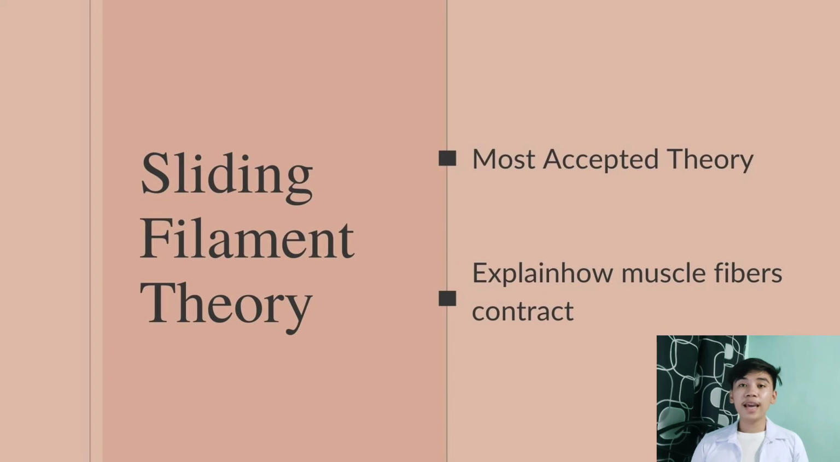Sliding filament theory explains how muscle fibers contract. Myosin filaments use energy from ATP to walk along the actin filaments with their cross bridges. This pulls the actin filaments closer together, and the movement of the actin filaments also pulls the Z lines closer together. Thus, it results in the shortening of the sarcomere.